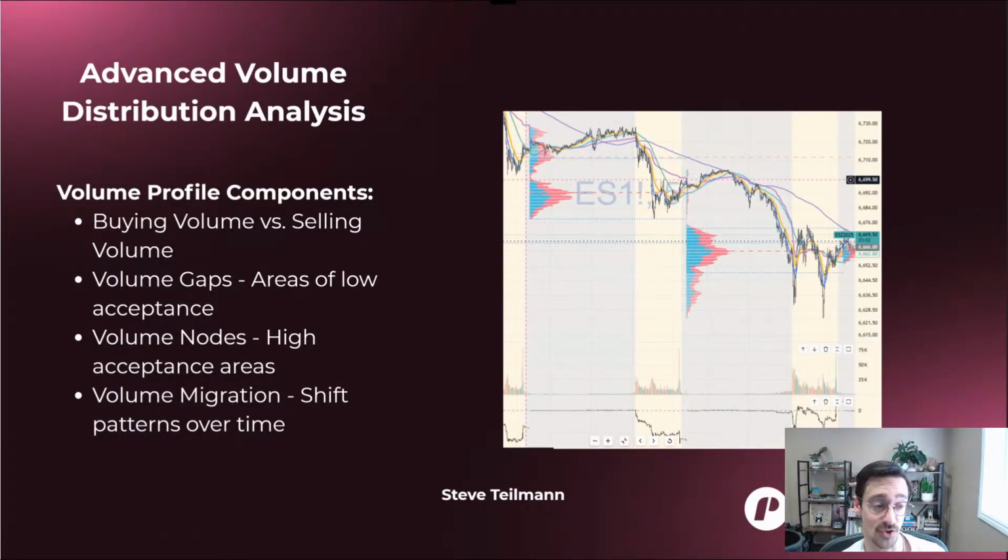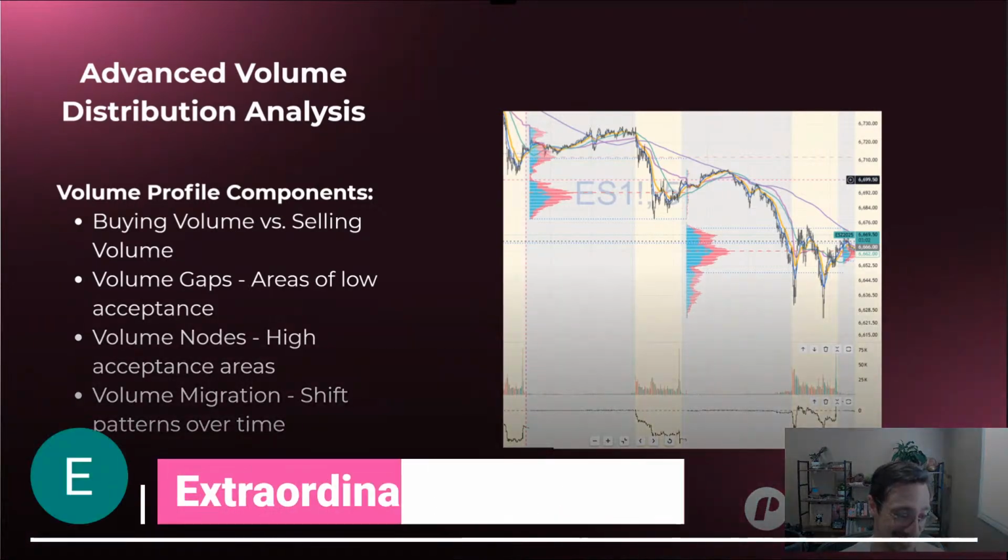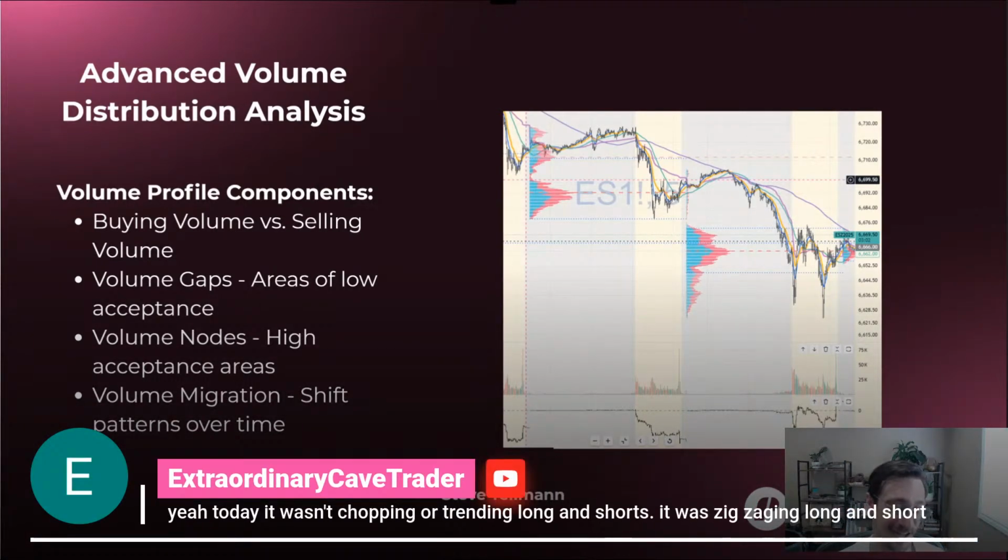What we can also consider is, I'm sorry, I got distracted because Extraordinary Cave Trader. Good to see you in there. And this is, good point. And I think this is telling us something about where we are in the market right now.